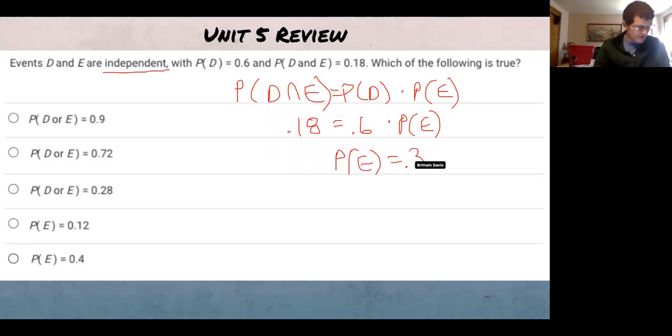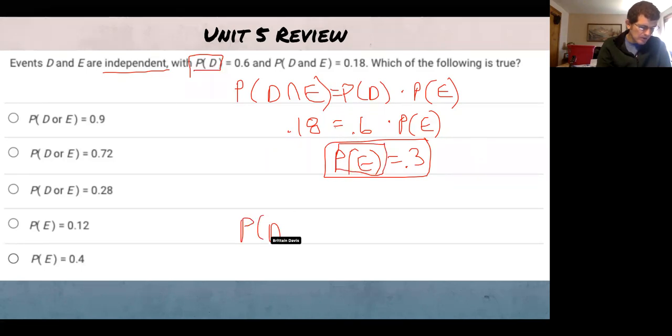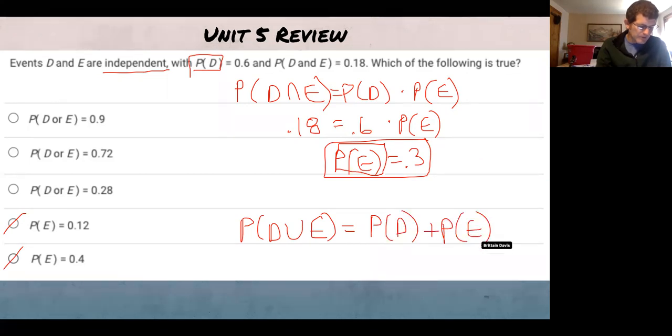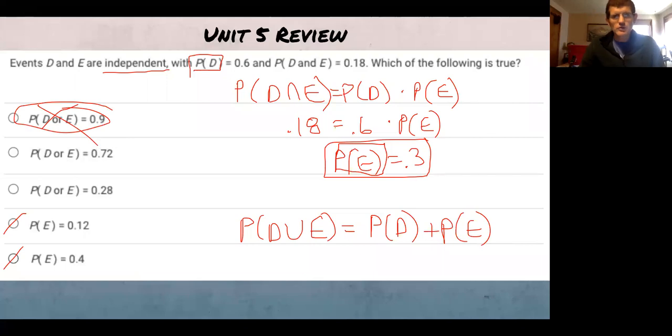Now, of course, that's not my answer. But here's where you could go wrong. You could say, now I know probability D, I know probability E, so I'm just going to do the probability of D or E. The probability of D or E, you might do something like this. I just want to do the probability of D plus the probability of E. Oh, that's easy enough. It's 0.6 plus 0.3. There's the answer. Except, no, it's not that. That is only true if these are mutually exclusive. But one thing that we learned is that you cannot have events that are independent and mutually exclusive. You can't, it's a contradiction.